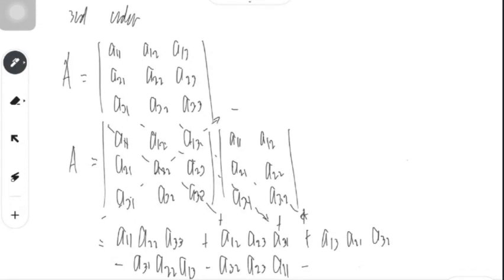ilan? What is it? A33, next A21, then A12. You will notice that how many terms do we have after evaluating the value?